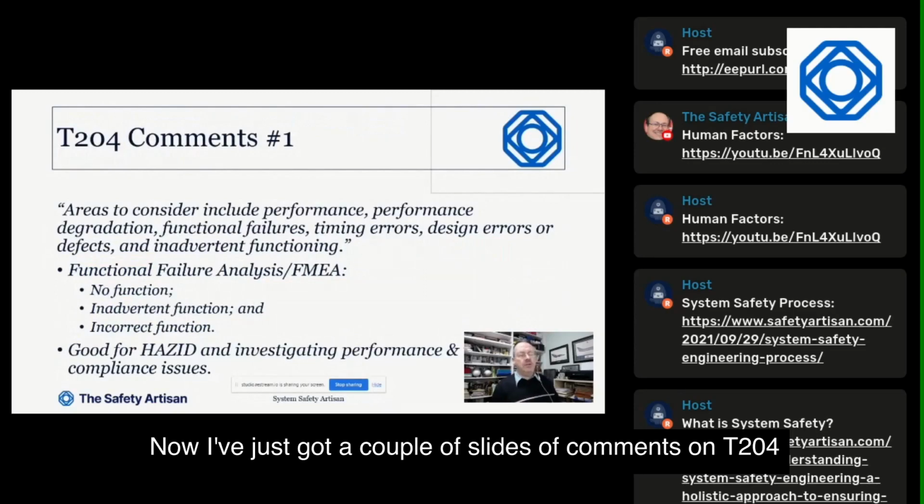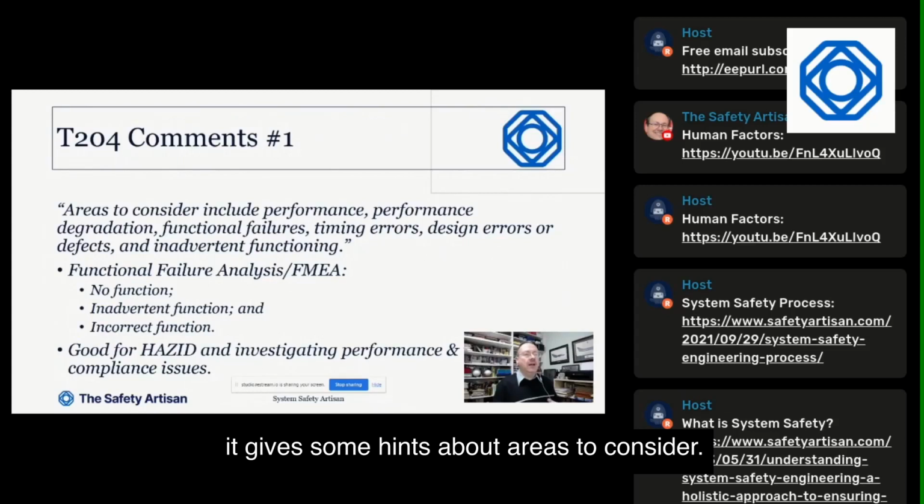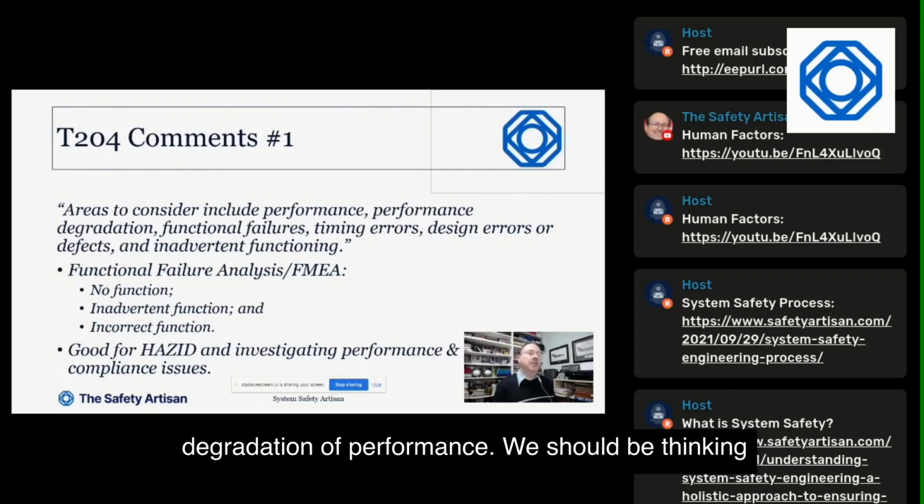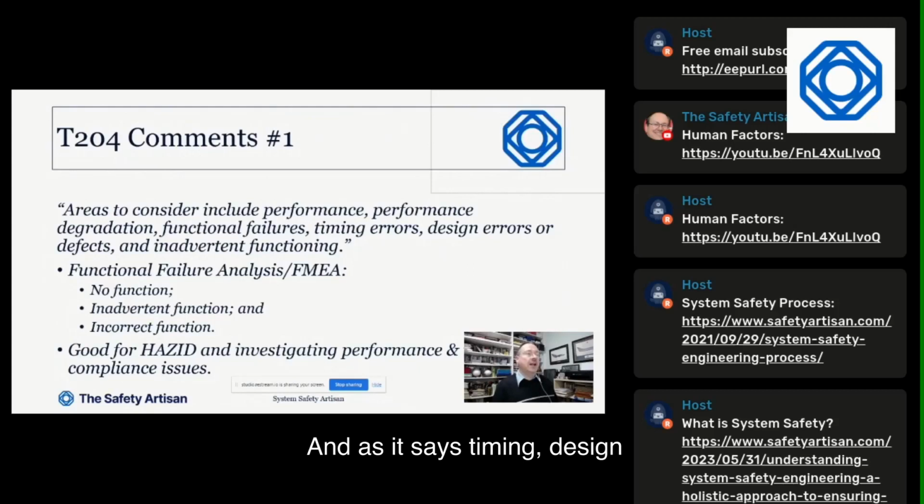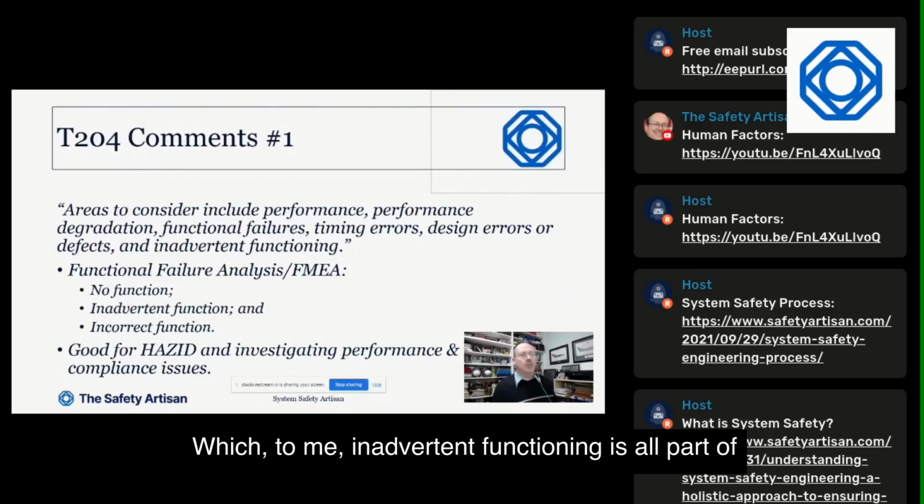Now, I've just got a couple of slides of comments on 204. One of the comments in the standard gives some hints about areas to consider. So we should be thinking about performance and the degradation of performance. We should be thinking about functional failures. And as it says, timing, design errors, defects, inadvertent functioning. Okay, which to me, inadvertent functioning is all part of functional failure.